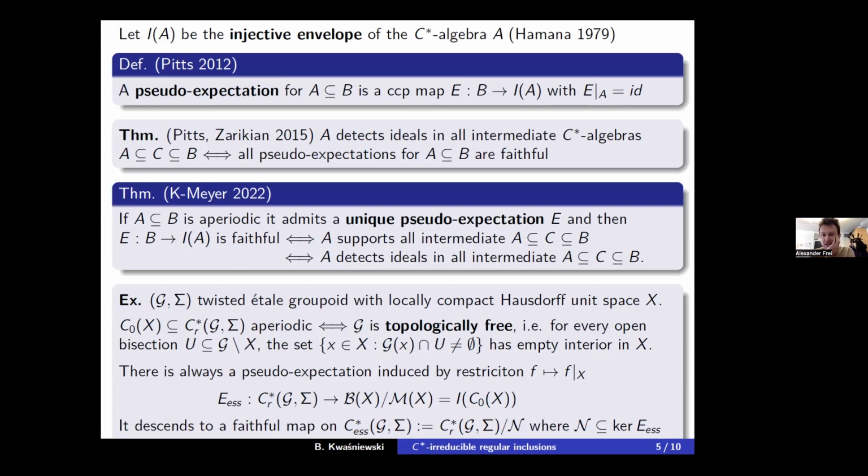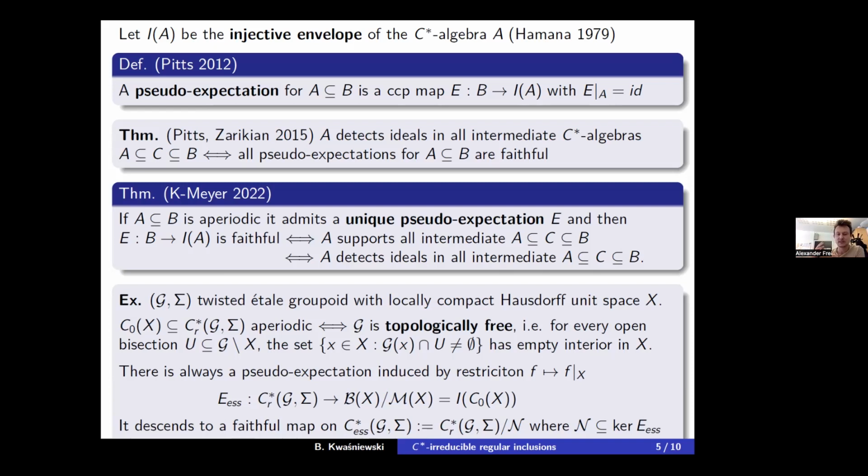I have another question. You can say, for example, that the inclusion is aperiodic if and only if it's topologically free, that there are no such sets or bisections. But what if you flip this around and say you have a non-aperiodic inclusion, so that there is some open bisection with the property that it has empty isotropy subgroup, or I don't know, the intersection with this has a non-empty interior.